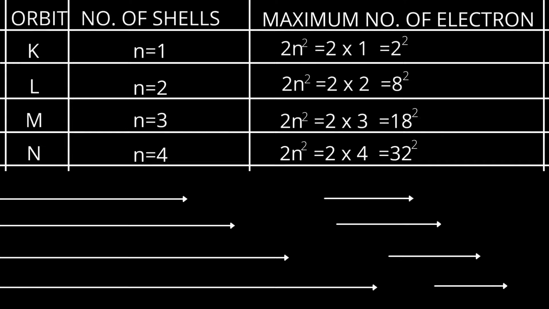It is divided into K, L, M, N shells. So we will discuss it later. It's not easy to understand right now. It's electronic configuration. We will talk about this in our later video. So let's move on.